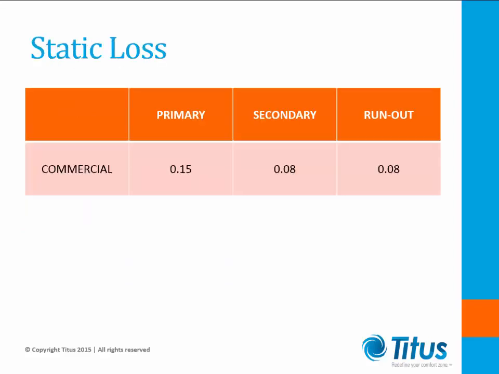Static loss. ASHRAE suggests static loss limits of 0.08 inches to 0.60 inches per 100 feet of duct run, up to 15,000 CFM. Above 15,000 CFM, ASHRAE suggests limiting velocities to less than 4,000 feet per minute and the corresponding friction loss.